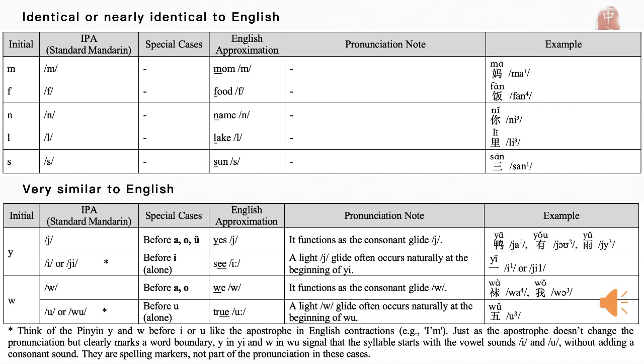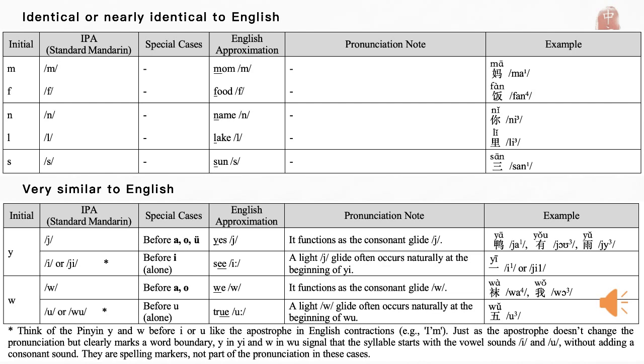Initials M, F, N, L, S are identical or nearly identical to English letters. For example, ma, fan, ni, li, san. Initials y and w are very similar to English. Initial y before a or o functions as the consonant glide i. For example, ya, you, yu.